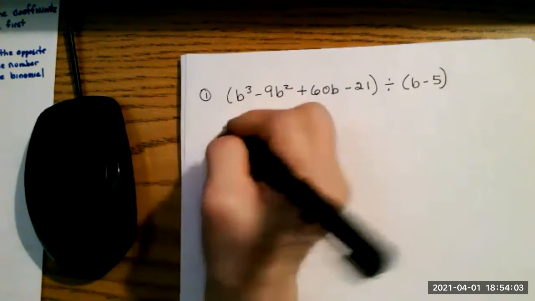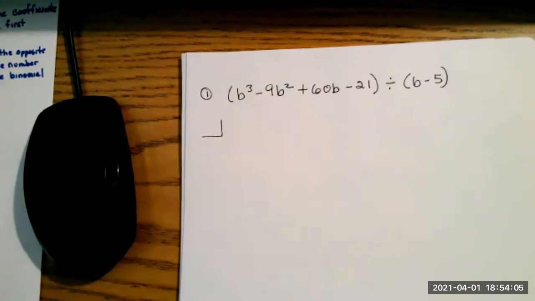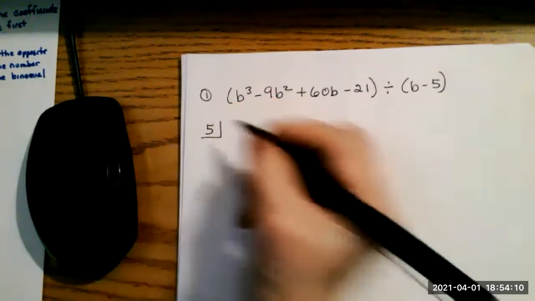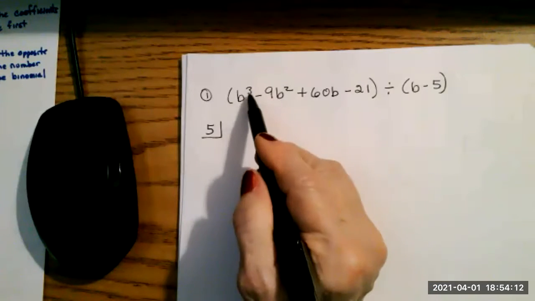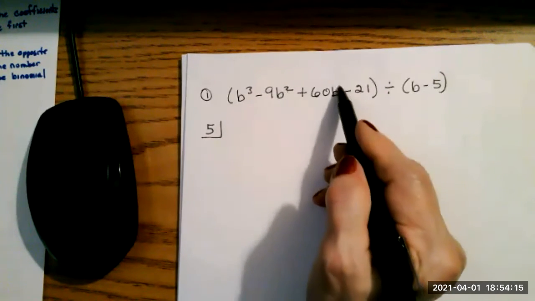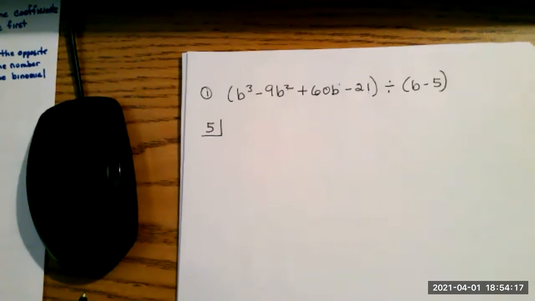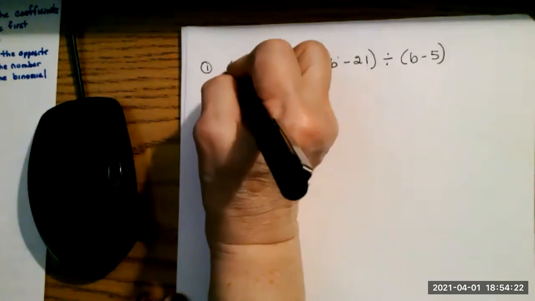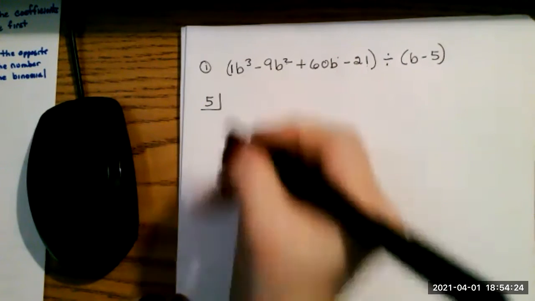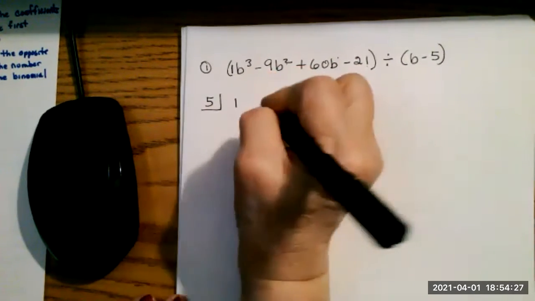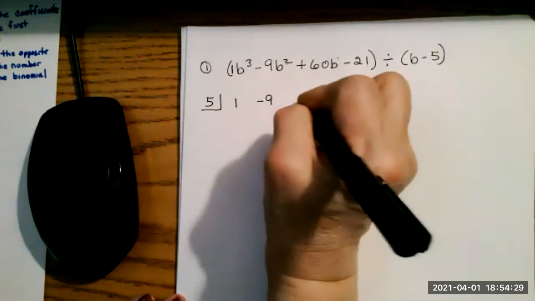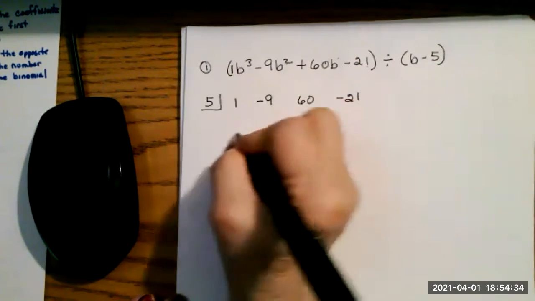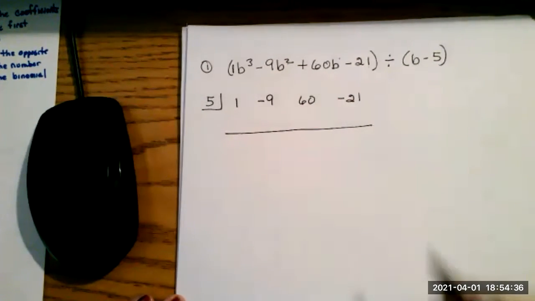All right, somebody tell me what I put in my little box over here. Positive 5. Now let's be careful and check. We've got a 3, a 2, a 1, and a number, so I don't have any skipped. Right here, there's a 1 understood in front of that b cubed. So my coefficients are 1, negative 9, 60, negative 21. Draw your line.